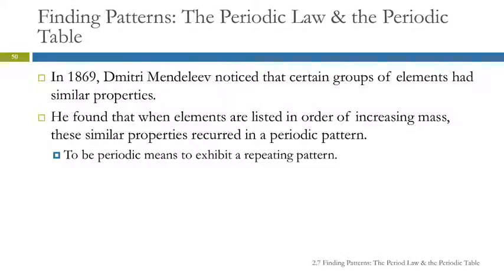What he did was he put elements in order of increasing mass and noticed that there was a recurrence in the properties. They recurred in a periodic pattern. So the periodic table, periodic refers to exhibiting a repeating pattern. This is something that happens periodically. Now that period could be every year, every week, or every 8 elements.